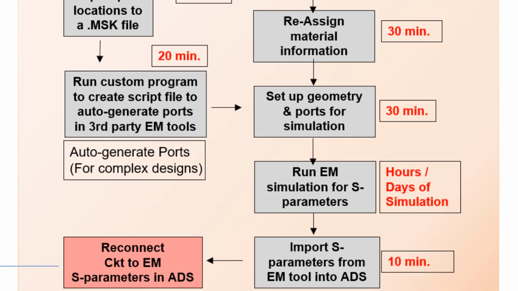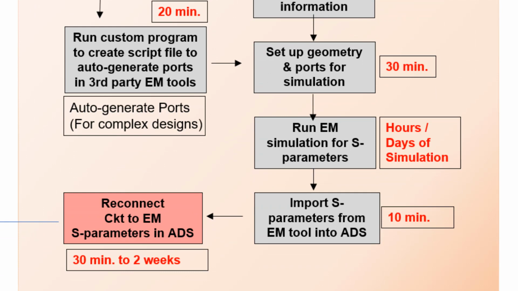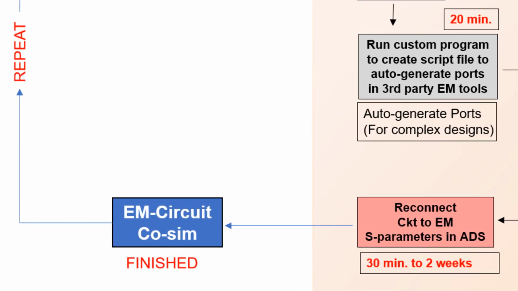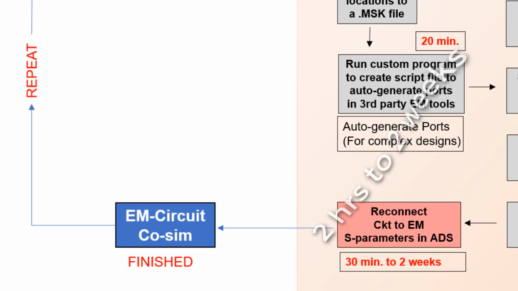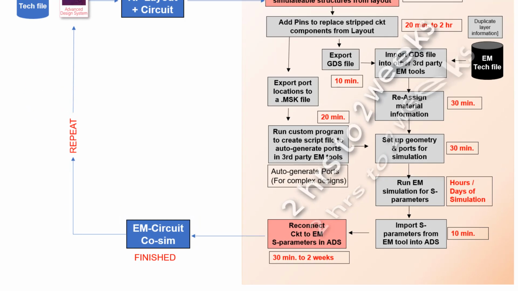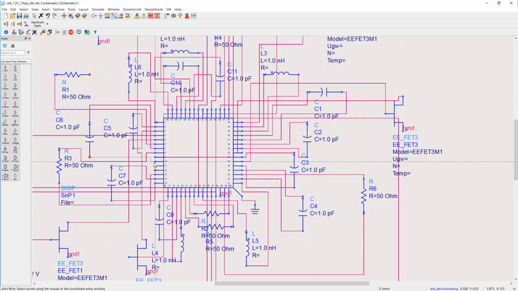Secondly, they must then manually reconnect this S-parameter file with all previously stripped off circuit components correctly to analyze the composite EM circuit response. This process is error-prone and time-consuming, taking 2 hours to 2 weeks just to set up the EM circuit co-simulation. It inhibits interactive tuning and optimization that are so crucial in the design process.